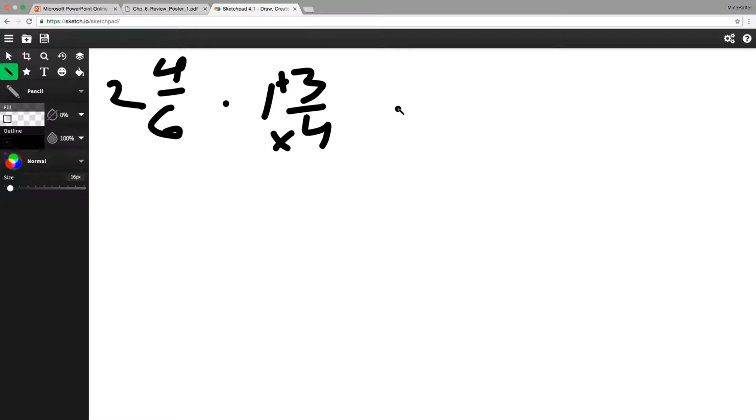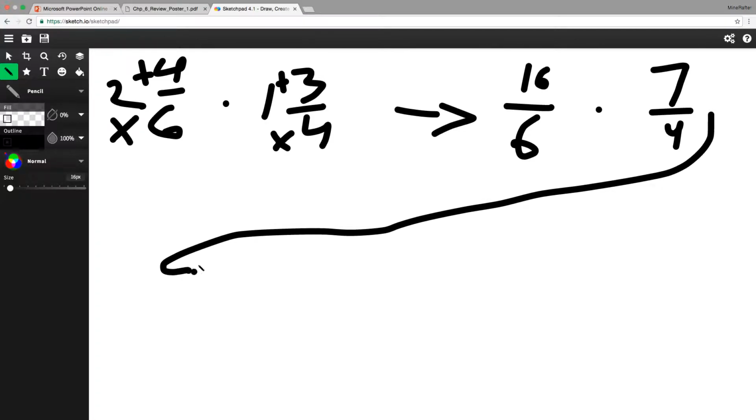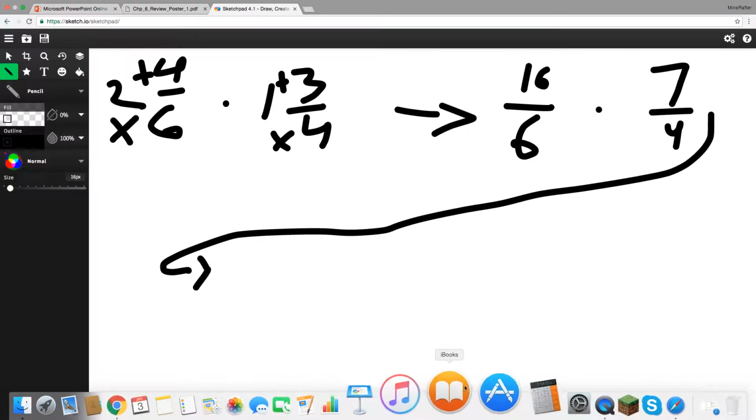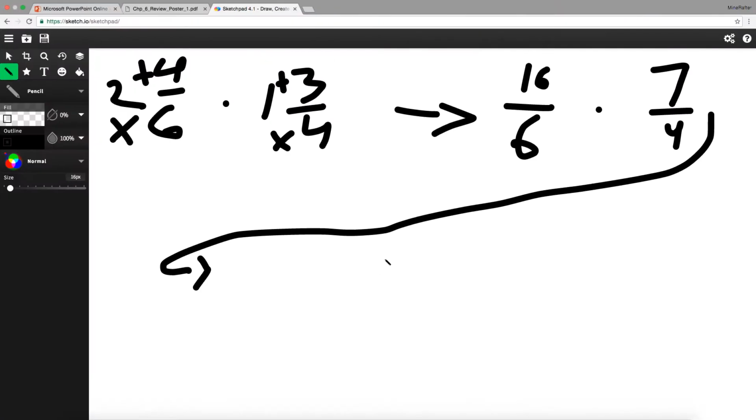Okay, so first we'll change it. 7, and then you keep the denominator the same, so it'll be 7 over 4. And then over here you do the same thing. You times and add. So 6 times 2 is 12 plus 4 is 16. And then you make sure to keep the denominator the same. So 16 over 6. And then you just times them. And then 16 times 7, it will be 112. Wow, that's a big number.